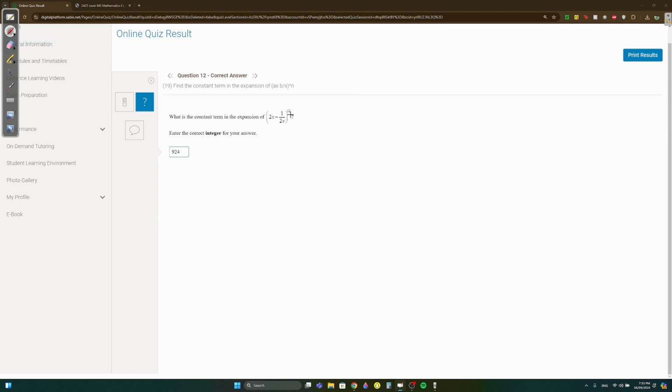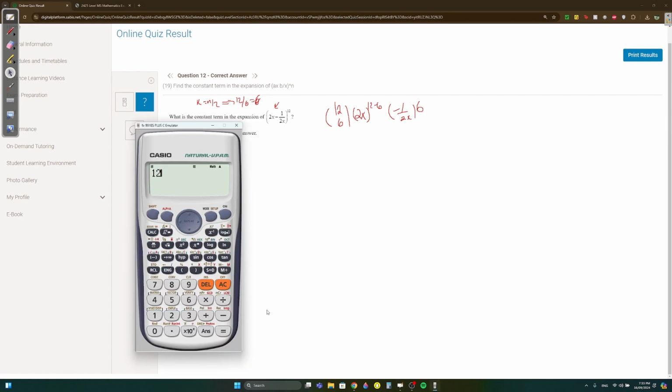Question 12. What is the constant term? Constant term, k equals n over 2. That's all you have to know. 12 divided by 2 equals 6. Okay, if k equals 6, let's see. 12c6, 2x to the power of 12 minus 6, minus 1 over 2x to the power of 6. 12c6, we're going to get that on the calculator. 12c6 is 924.